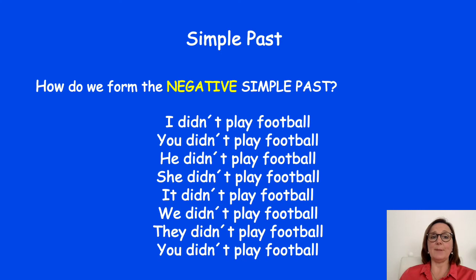Here's an example of a negative sentence, I didn't play football. So it's using the verb to play. We make it negative using the verb to do in the simple past, i.e. didn't. So, I didn't play football, you didn't play football, he didn't play football, she didn't play football, it didn't play football, we didn't play football, they didn't play football, you didn't play football.